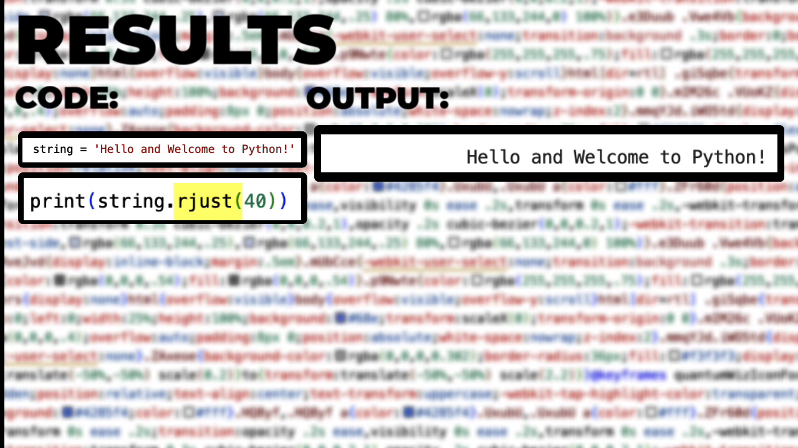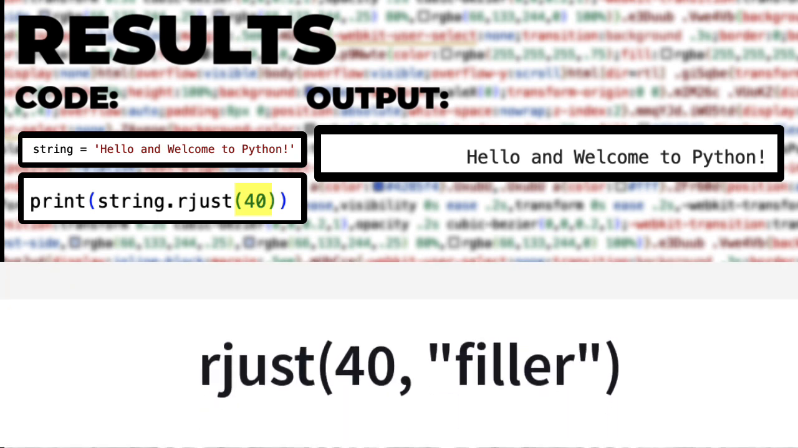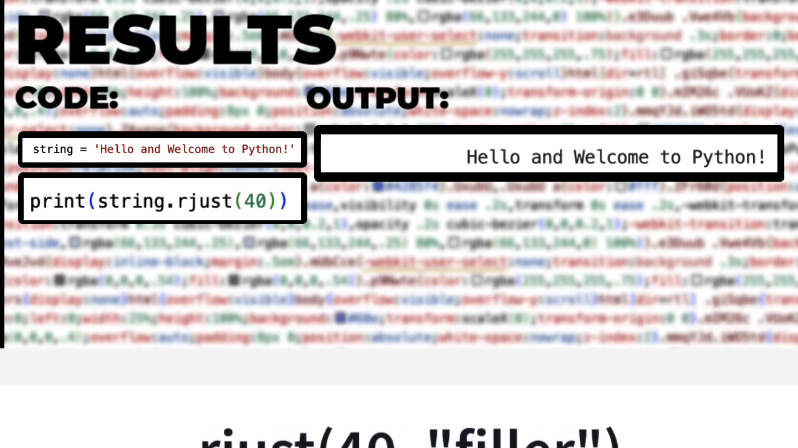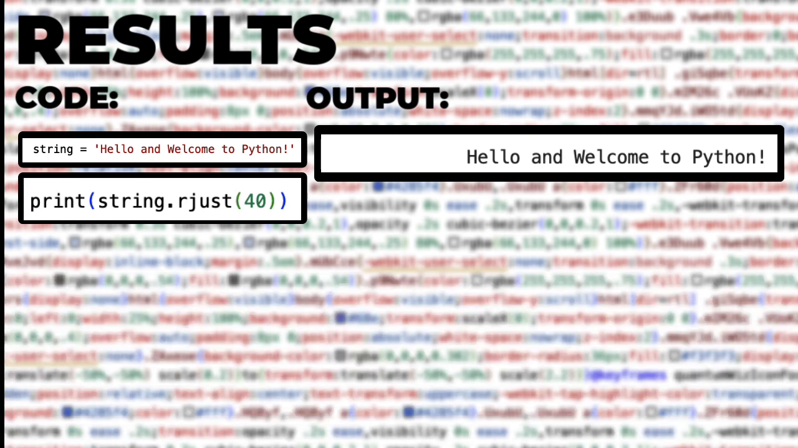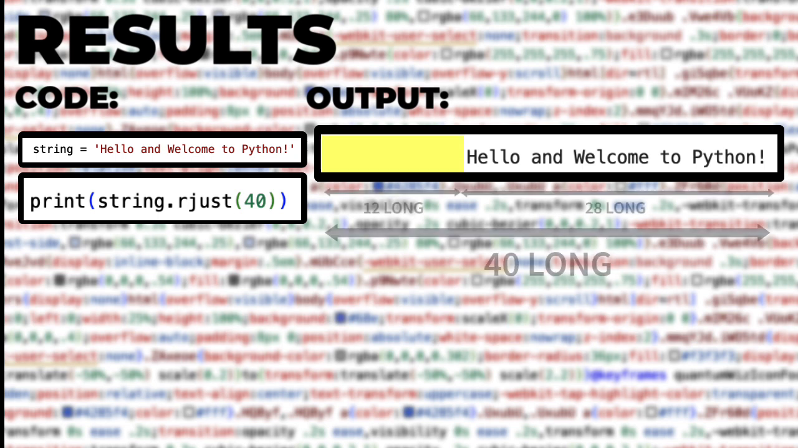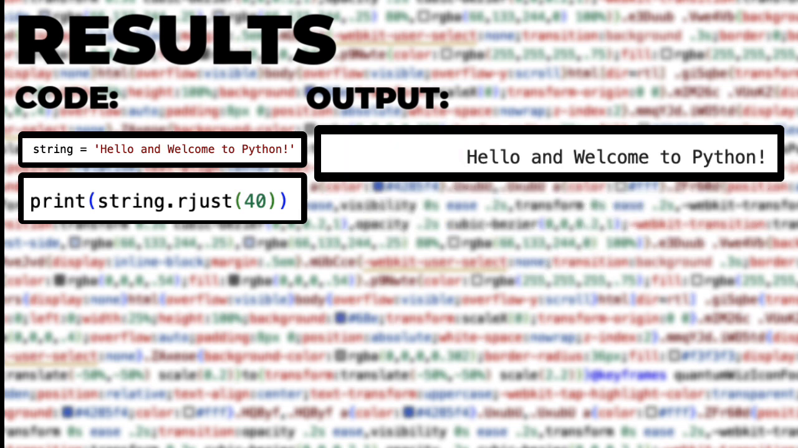Next up is rjust. In this, we start by specifying how wide we would like the string to be, and then we have the option of leaving it plain, or you can place in the string what we would like to use as the filler. So in this example, we have set the width to 40. Now, because we have left it blank, it has placed 12 spaces before it. This is because the length of our string is 28, so to make it 40, we place 12 white spaces before it. If we didn't leave it blank, instead of white spaces, it will be the character instead.